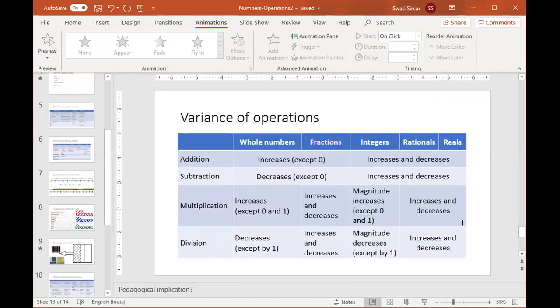So multiplication, integers, magnitude increases, except when you are multiplying with 0 and when you are multiplying with 1. Magnitude increases, not the whole thing. Okay, sorry. But I'm glad you asked.